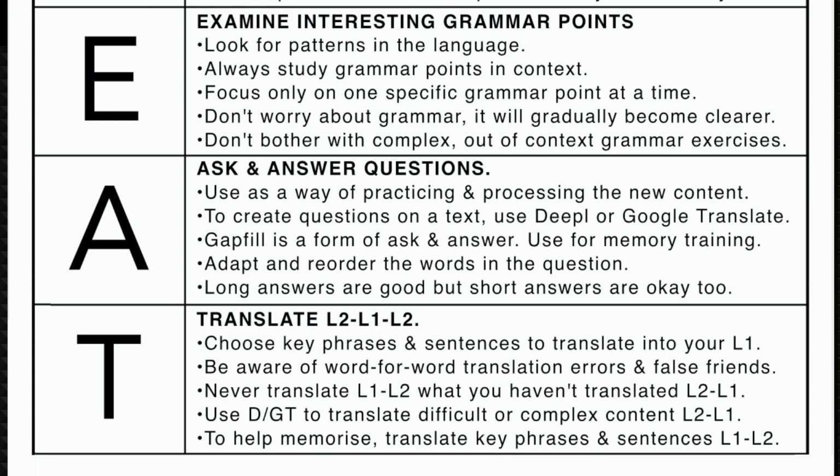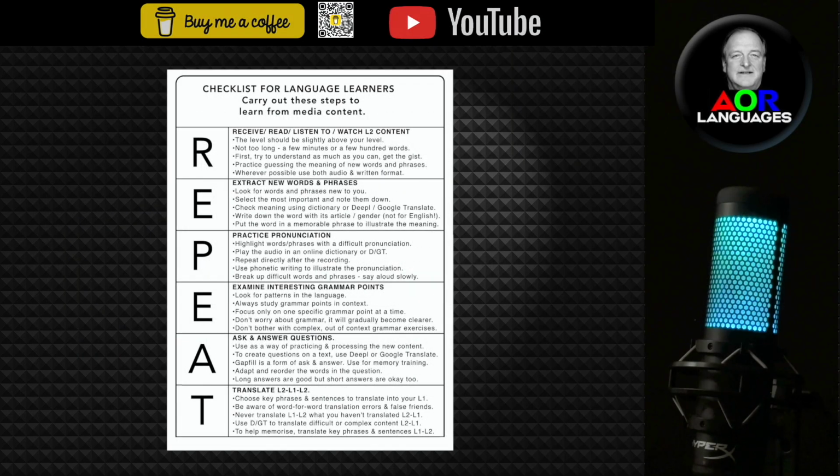Use DeepL or Google Translate to translate difficult or complex sentences, because many times there is one particular bit that's quite difficult. Well, rather than trying to get a headache trying to figure it out, you can quickly translate. Once you understand it, you learn it. And it can be good to help to memorize new words by translating key phrases and sentences from your native language back into the foreign language. It's a way of checking if you know the word. Best to do it with small numbers of words. So that's a summary of my repeat checklist.